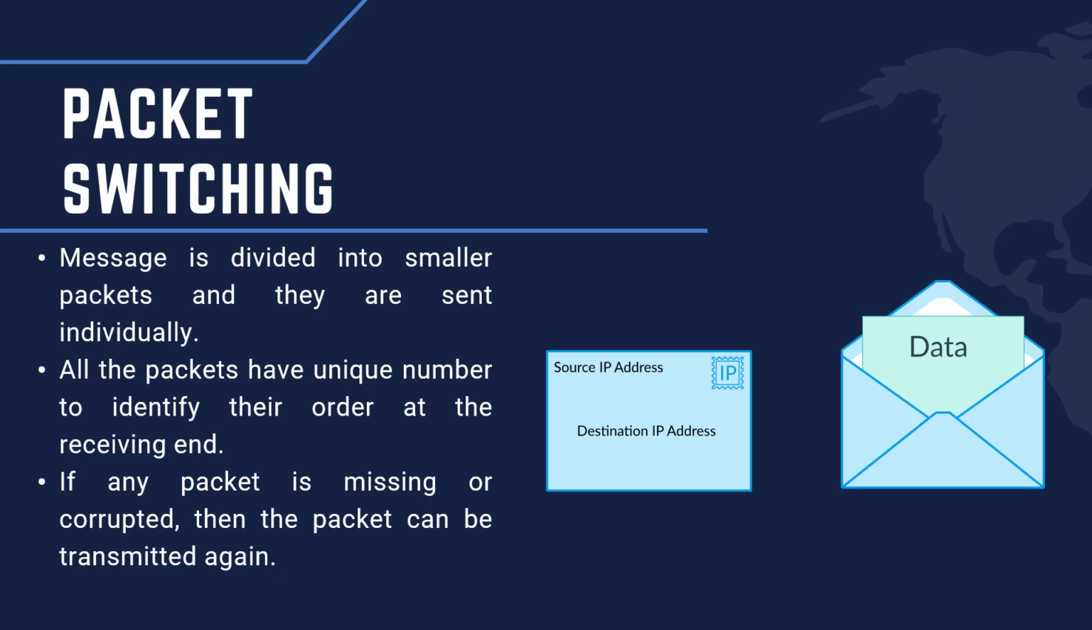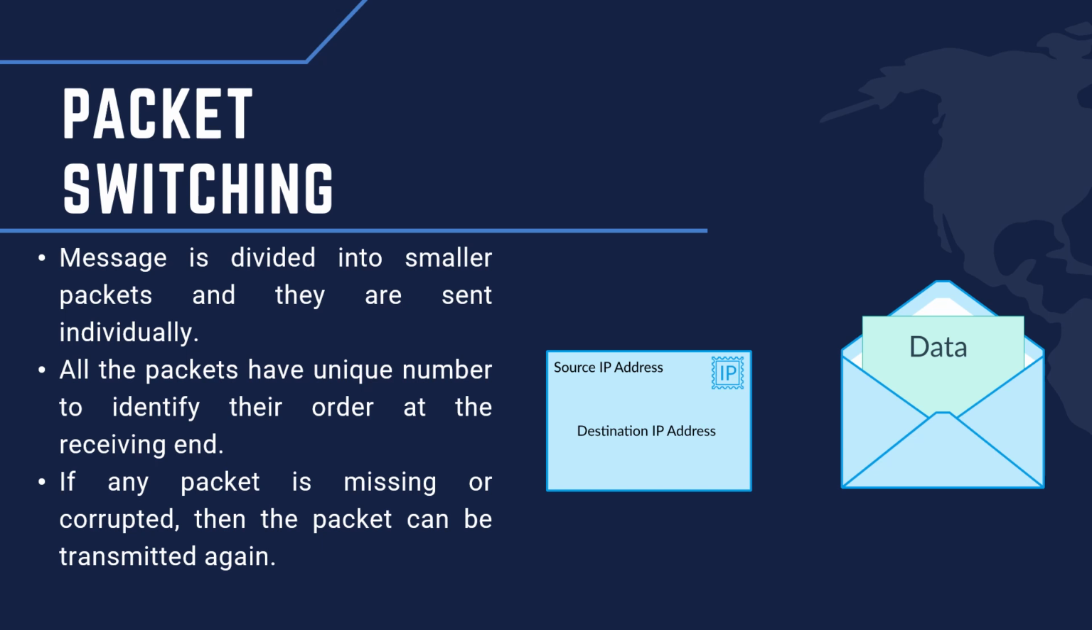So now, let's look at what packet switching means, right? So, in packet switching also, the data is transferred in one go. But then what is the difference between message and packet switching? The difference is that in packet switching, the message is actually broken down or divided into smaller data packets, right? And each of these data packets is sent individually to the destination device, right? Now, each data packet is actually given a unique identifier in order to identify their order at the receiving end.